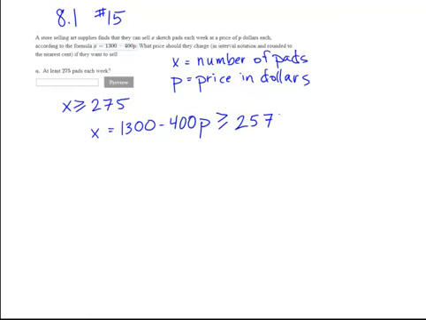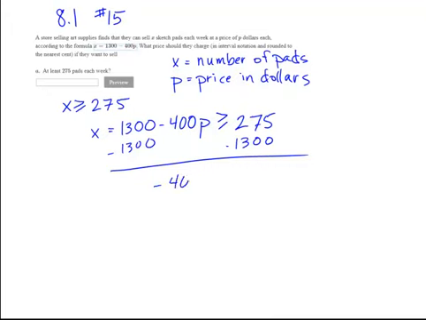So let me figure out how to solve this problem. First thing I'll do is subtract 1300. Oops, I wrote 75. I didn't write 75. Hold on, I'll fix that. Okay, now that's easily fixed. I'll subtract 1300 from both sides, and then I'll get negative 400p must be greater than or equal to, let's see what that would be.